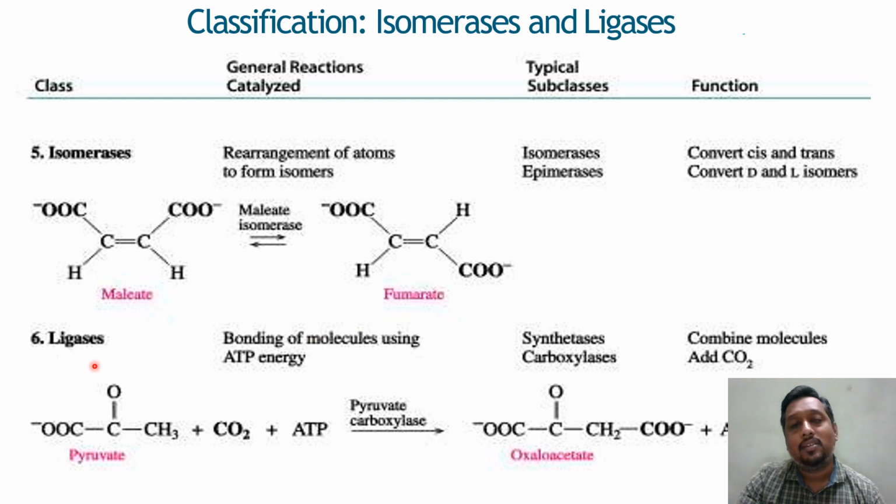Finally, ligases: bonding of molecules using ATP, adenosine triphosphate. Subclasses are synthetases and carboxylases. Synthetase is nothing but combining molecules. Carboxylase adds CO2. Here we are going to add CO2 to pyruvate using ATP to stitch the molecule, using pyruvate carboxylase as the enzyme. So you'll end up with oxaloacetate. ATP is converted into ADP, adenosine diphosphate, plus energy.